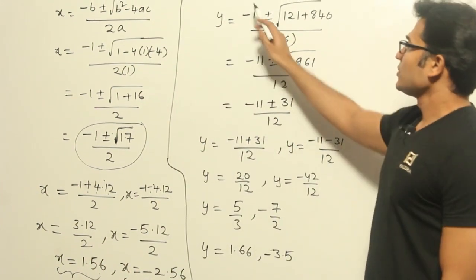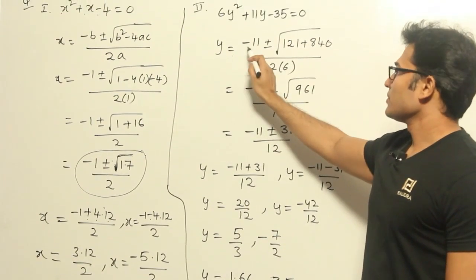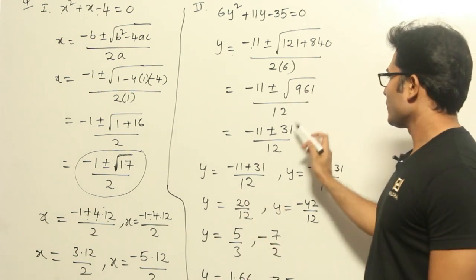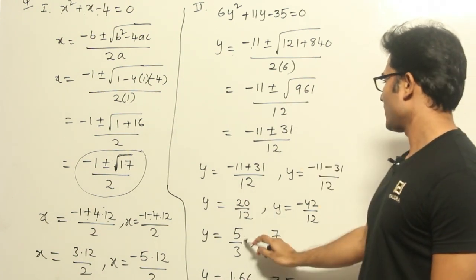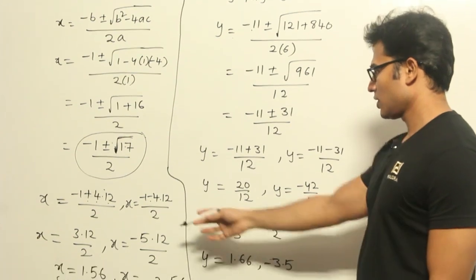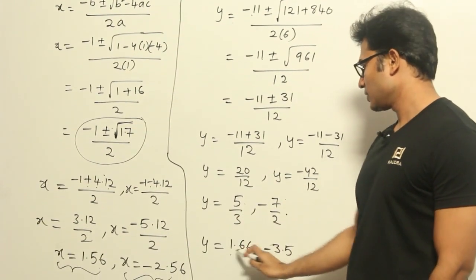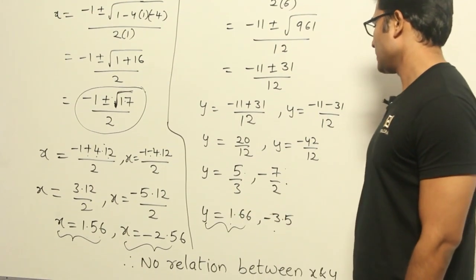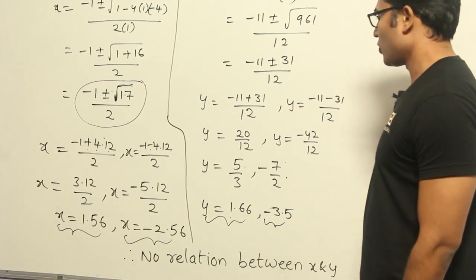Okay, and coming to this, again here also the same one: minus b plus or minus square root of b square minus 4ac by 2a. Now if I write this, we are going to get 5 by 3 and minus 7 by 2. So just to compare these two numbers with this, I am converting this one also into numbers without fractions. Now I got 1.66 and then minus 3.5.